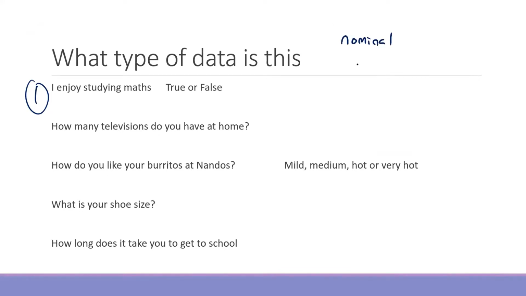Nominal, ordinal, continuous, or discrete? And if you really can't be bothered, you can just write down the first letter in chat. What do you guys think for this first one? What type of data is that question going to be? I enjoy studying maths. What do you guys think? Okay, I've got N and I've got D. Okay, I've got 2 Ds and 1 N.